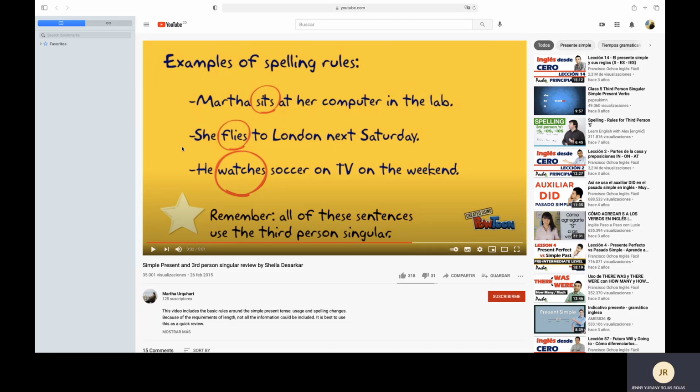Okay, in these 3 cases, we are talking about third person singular, which is Marta, a proper noun, she, which is a personal pronoun, and he is another personal pronoun, but all of them are third singular person. So that's why we need to do something to modify a little bit the verb. Sit, we add S at the end of the verb. Fly, we change the Y by I and add the S at the end. Or watch, ends in CH, and we add ES.